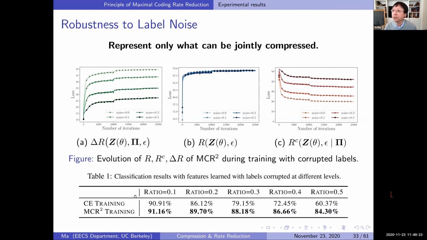This is compared with cross entropy, right? 10, 20, all the way to 50% of random corruption of the labels. You can see that the MCR, the rate reduction, the performance degrades very gracefully, right? Much, much more gracefully. We'll get back to this in a second.